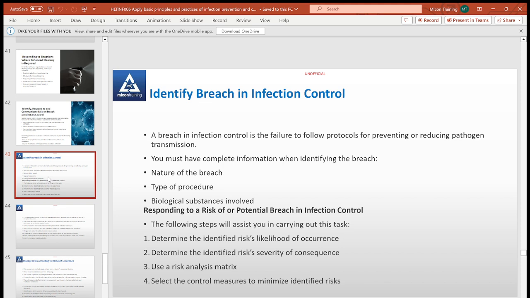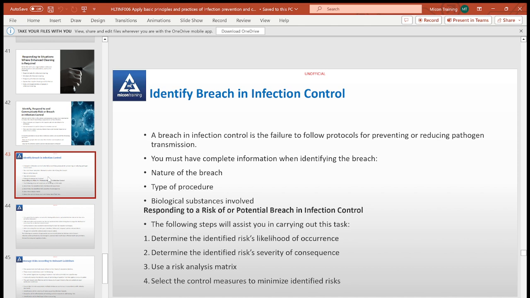Once we have a very good communication system in place and everyone is on board, we can rest assured that we can get the right outcome. And if anyone peradventure breaches these policies and procedures in place, of course we'll be able to identify why and how, and even understand the nature of the breaches. So a breach in infection control is a failure to follow the protocol for preventing infection and reducing pathogen transmission. So you must have complete information when identifying the breach.